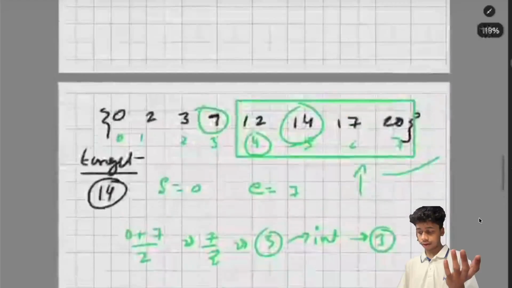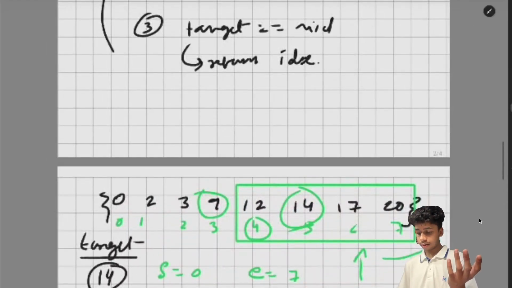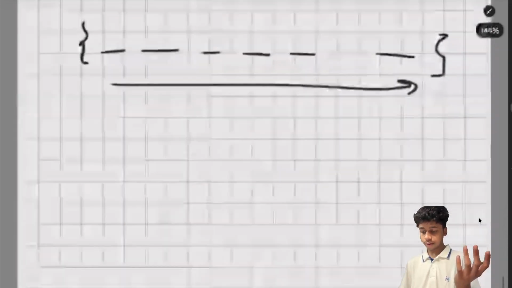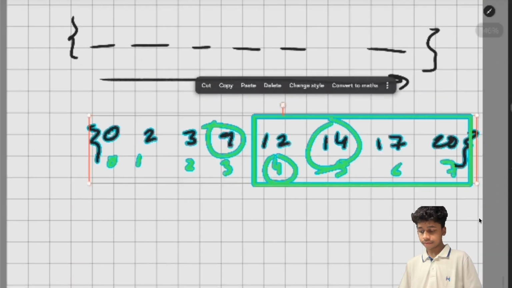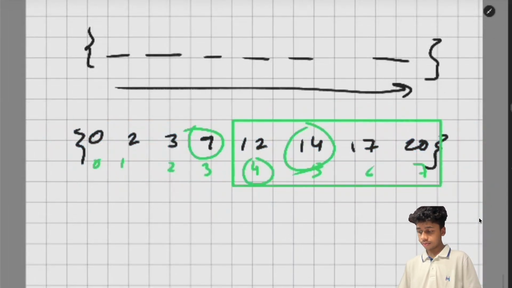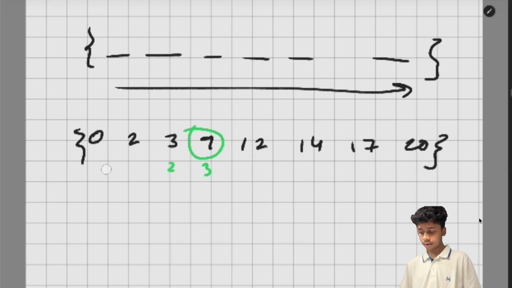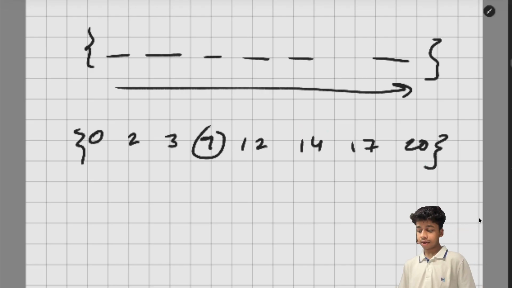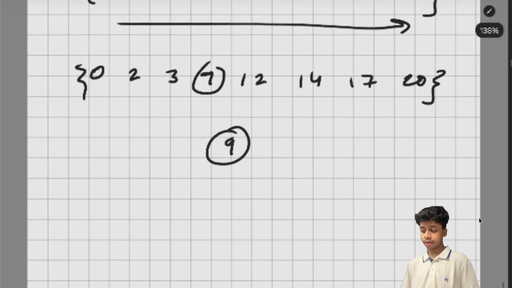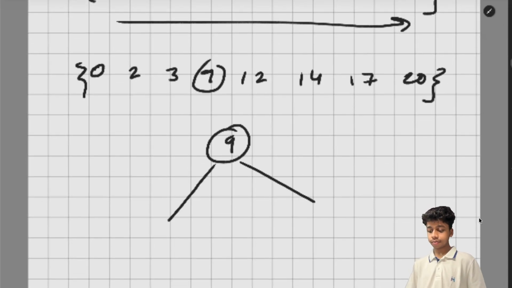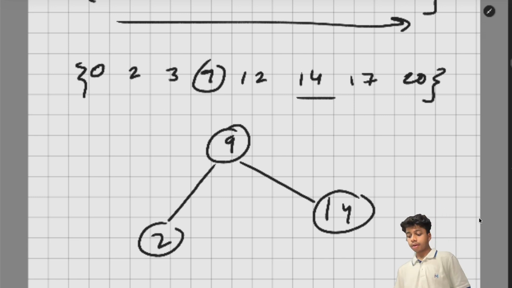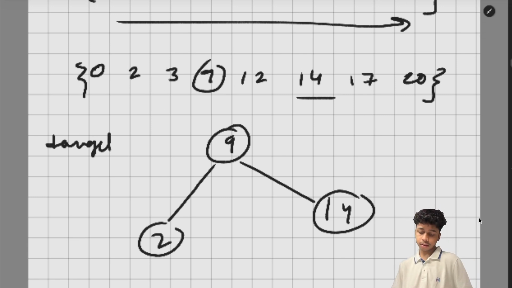Let me copy this array first. I will explain it. Copy, paste. Okay. Let me remove these. Let's assume this is a tree of middle elements. So our middle element would be 9. So this is the middle element. At the left part, our middle element would be 2. And in this part, our middle element would be 14. And our target was 14.